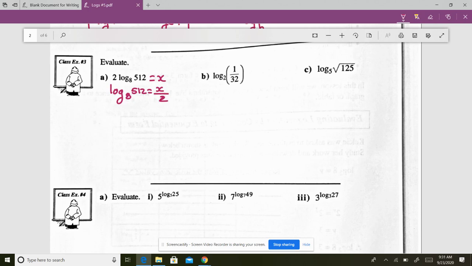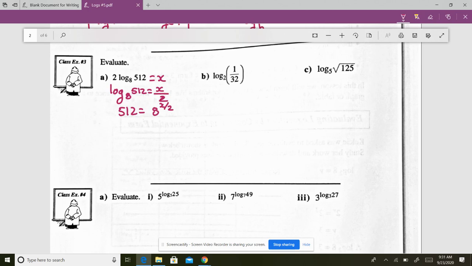Then what? I have log equaling some sort of term. So now I can change to exponential. So I'm going to get 512 equal to 8 to the x over 2. Now I have a number equaling another number with an unknown that is an exponent.